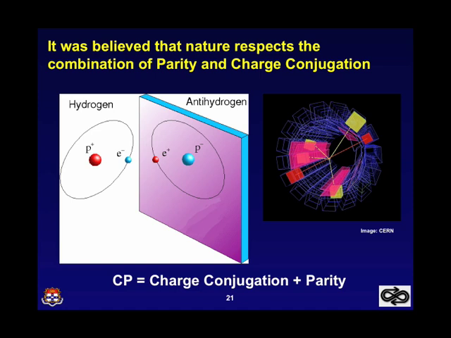But the point is that you can make a system in nature that looks like the combined operation of this, and it seems to be a valid thing that nature uses. So CP, the combined operation, our laws of physics seem to respect that symmetry.